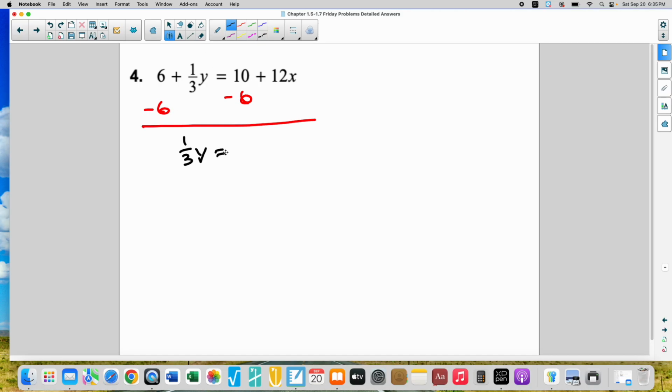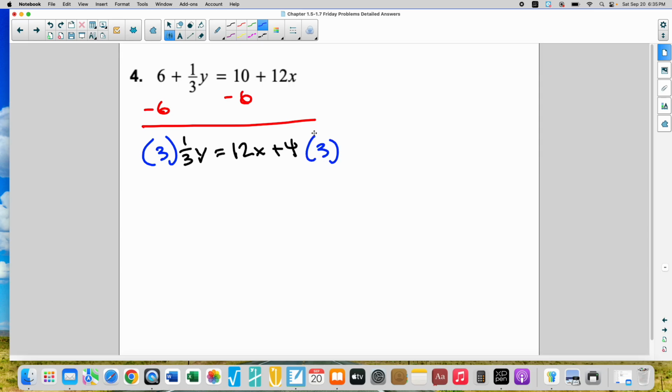1/3 y equals, and I'm going to write my variable first, 4 plus 12x, and I'll just rewrite it better. Now, I'm not going to divide by 1/3. Whenever a fraction is multiplying, we multiply by the reciprocal. The reciprocal of 1/3 is 3.